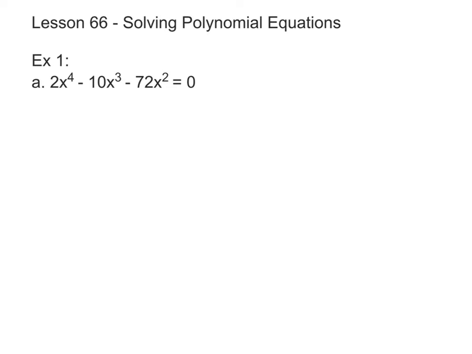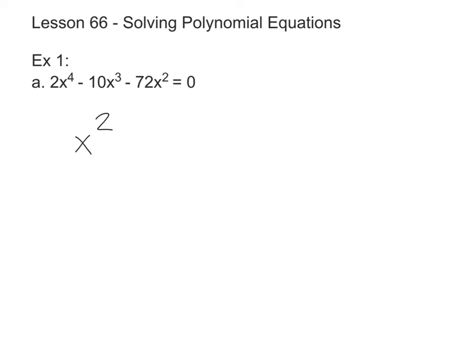Let's start with example 1a. 2x to the 4th minus 10x cubed minus 72x squared equals 0. Notice if we look at these 3 terms, yes, we are dealing with a trinomial. Notice they all have an x in common. And in fact, they've got 2 x's in common. So the first thing we're going to do is factor out 2 x's.